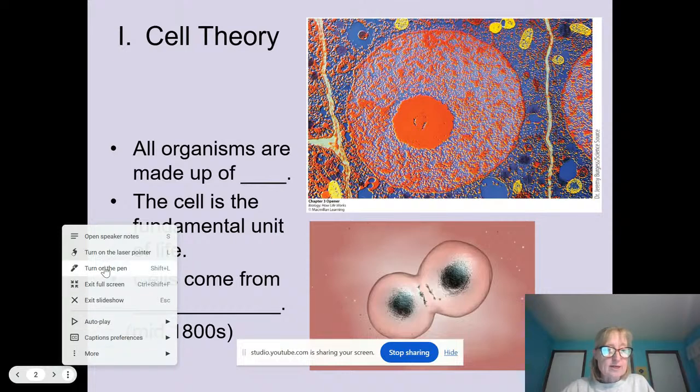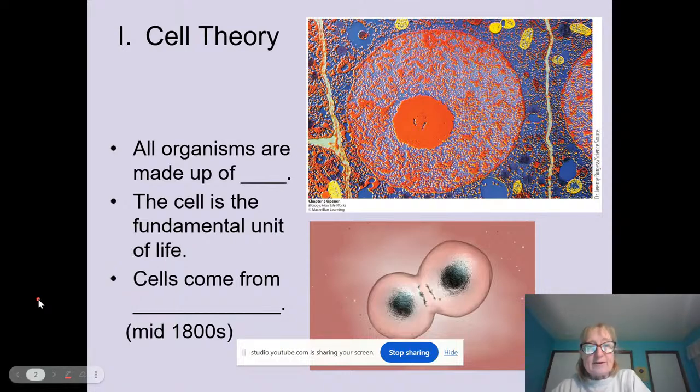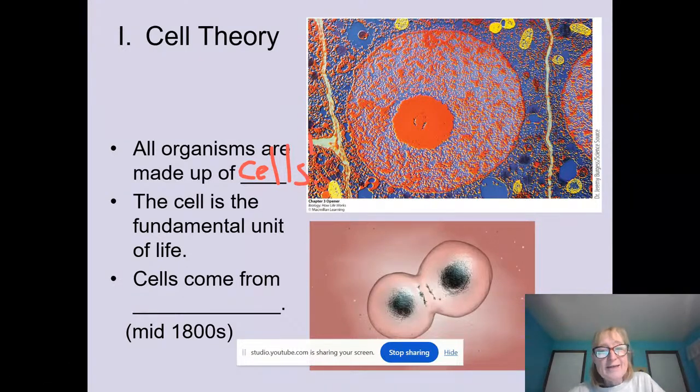I'm going to turn on my pen so I can write things if I really want to. All organisms are made up of cells. The cell is the basic building block for life. So bigger things are made up of tiny little cells. The smallest living unit is a cell, right?